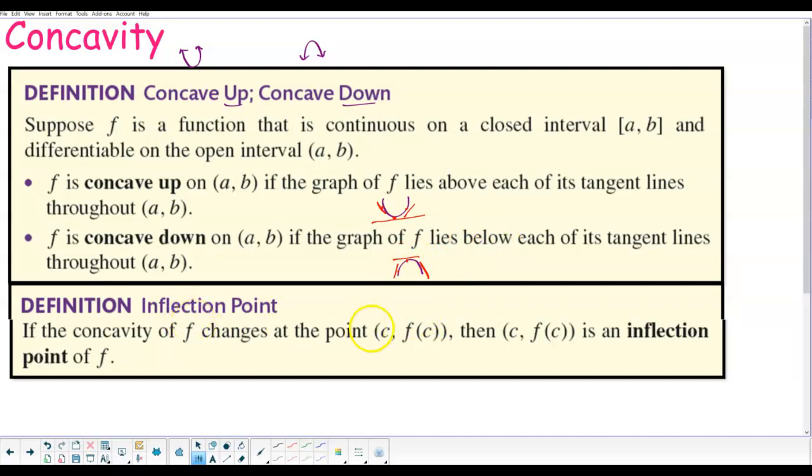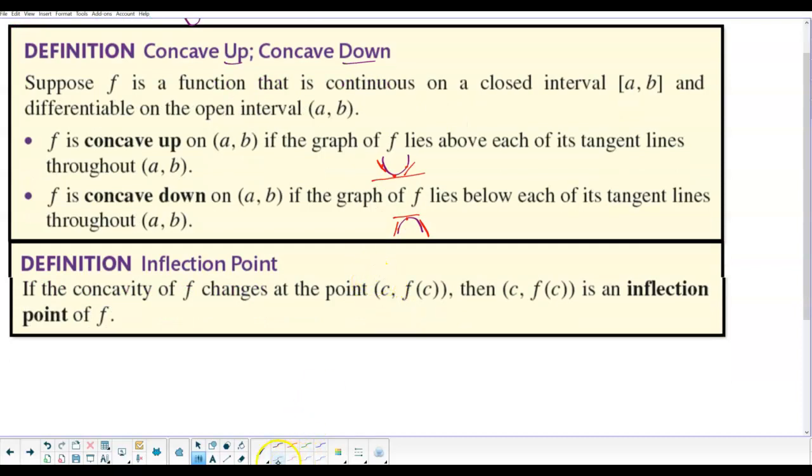Definition of an inflection point. What is an inflection point? Well, an inflection point is a spot at which concavity changes. So let's say I have a graph that's concave down, and then at some point it starts to turn concave up again. So concavity changes at the point of inflection, and you can see right here we go from concave down to concave up. And that is going to be an inflection point.